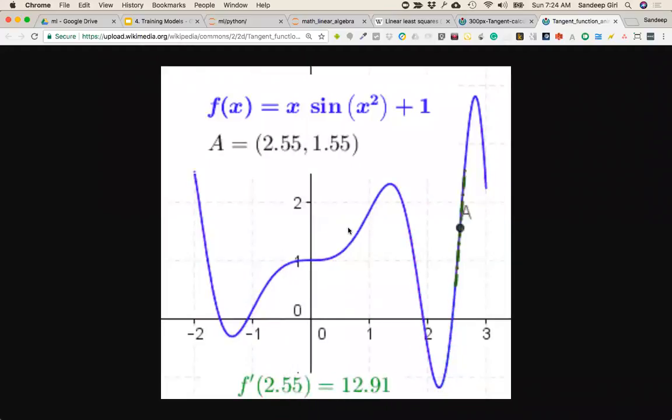When slope is 0, it could be a minimum or it could be a maximum. Here you can see various local minima and maxima. Yes, the slope is 0, but the value could be minimum or maximum.